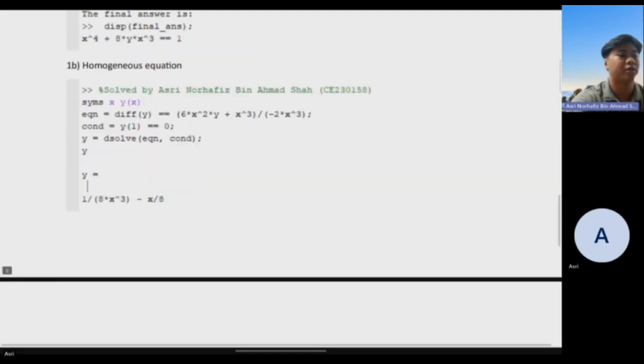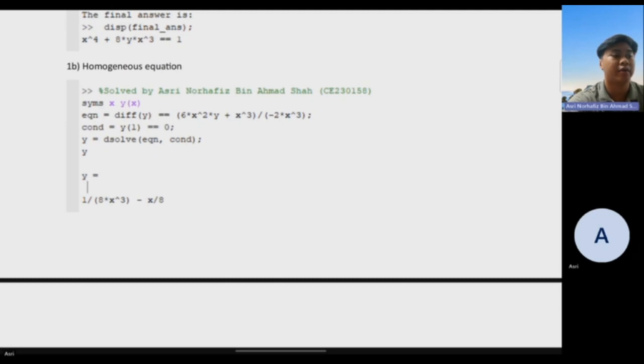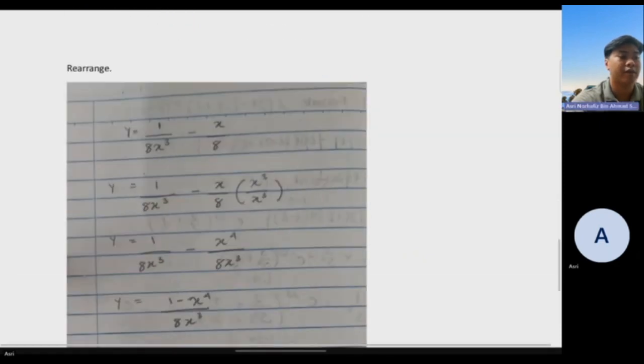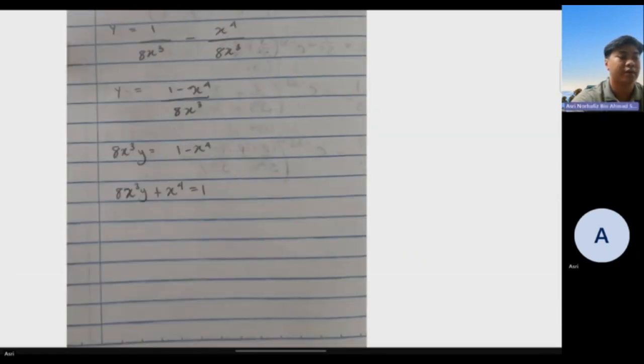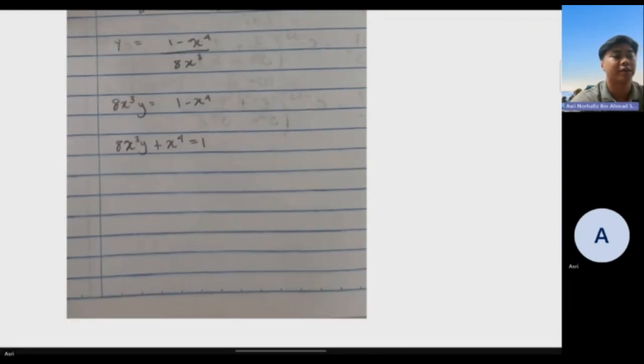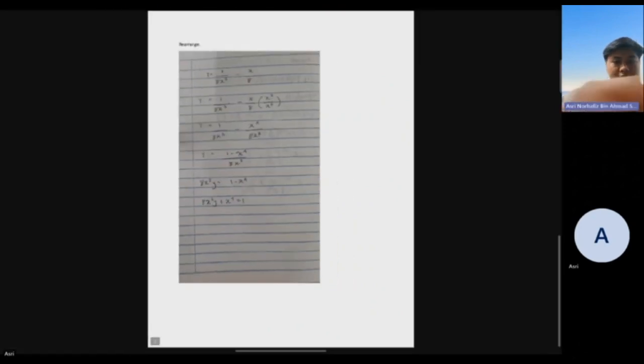For the homogeneous equation, this is my MATLAB code, and I get y equals 1 over 8x³ minus x over 8. After we rearrange the answer, I get the same answer for this homogeneous equation, meaning that the homogeneous equation and linear equation have the same answer for both simulation and manual calculation. That's all from me. Thank you, Doctor.